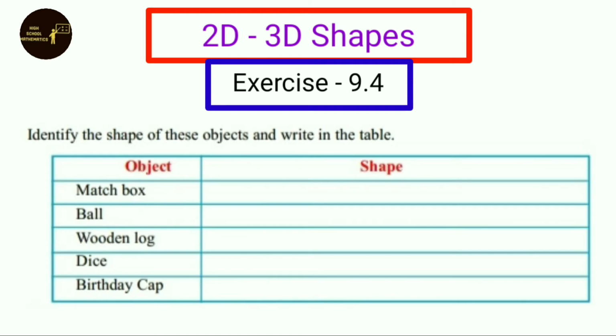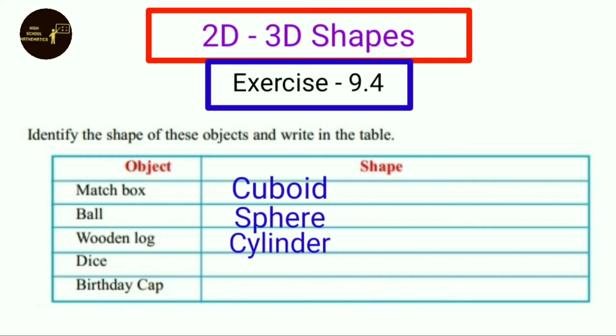Identify the shape of these objects and write in the table. Matchbox is in the shape of a cuboid. Ball is in the shape of a sphere. Wooden log is in the shape of a cylinder. Dice is in the shape of a cube. And birthday cap is in the shape of a cone.